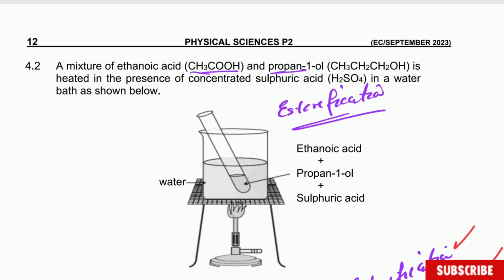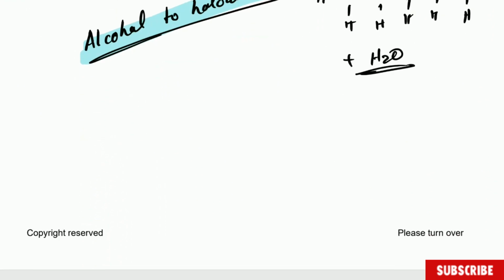So what do we have here? We have CH3COOH and propan-1-ol. So let's quickly do the whole reaction here and it will help us much more. So this is question 4.2.3, and what we have here is CH3COOH. Let's write it like this. That is the carboxylic acid.